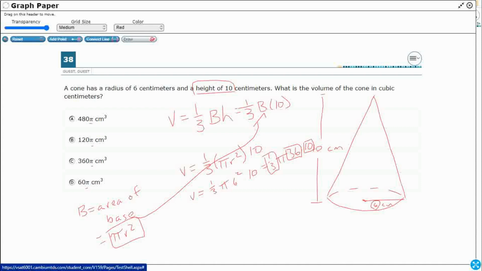I could do it in multiple ways. Probably, to me, the best way would be to take care of that 1/3 right there. Just watch this. If I do 1/3 times 36, make that a fraction, you're going to get 36 over 3. Well, that's going to divide evenly into 12. So that means your volume is going to be pi times 12, and then I've still got my height of 10, and then you should see the answer there as 120 pi. My answer is B.